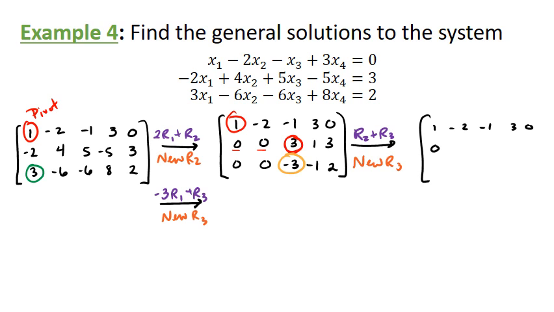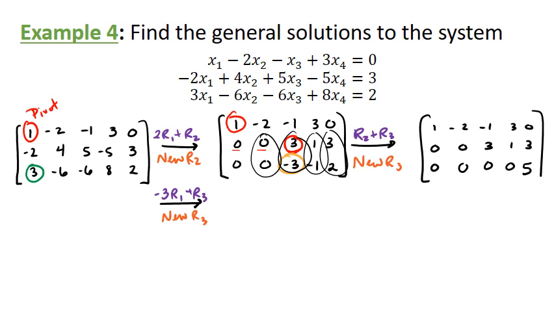Row 2 stays the same. And row 3 ends up becoming, so I'm adding these. 0 plus 0 is 0. 0 plus 0 is 0. 3 plus -3 is 0. 1 plus -1 is 0. 3 plus 2 is 5. Huh. Oh my goodness. What in the world?